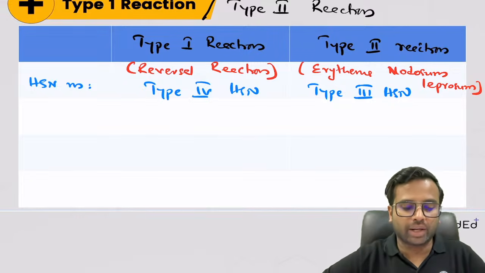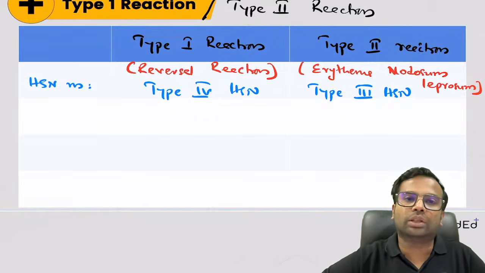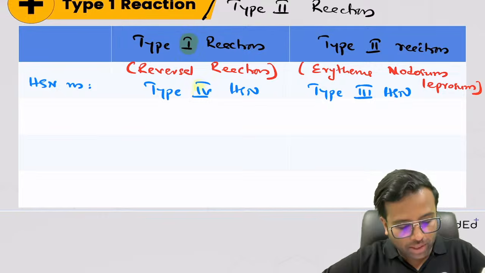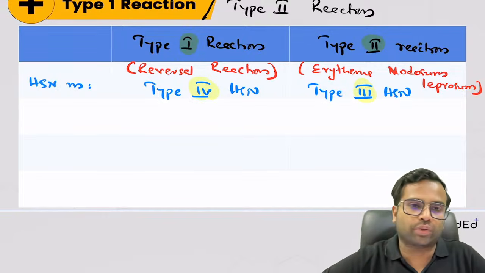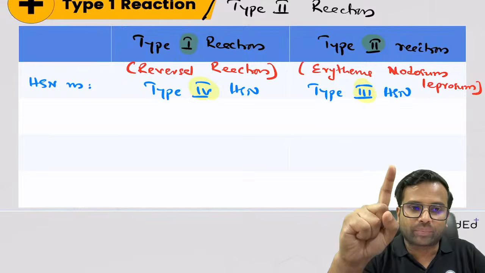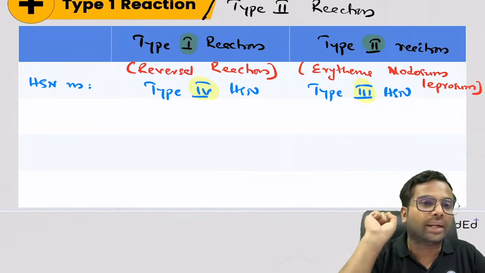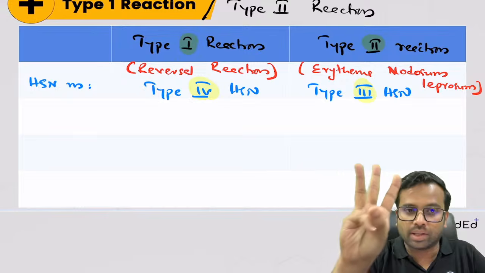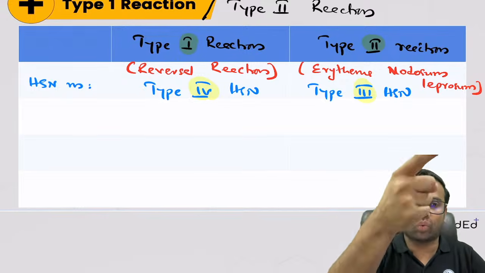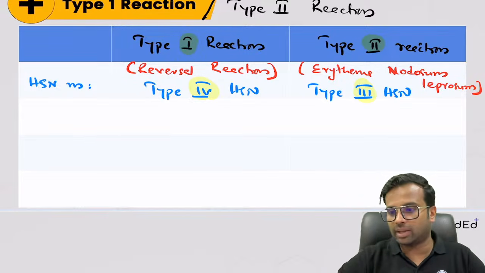And how can you remember it easily? Just remember the rule of 5. 1 plus 4 equals 5 and 2 plus 3 equals 5. So type 1 is type 4 and type 2 is type 3 hypersensitivity. Isn't it? 1 plus 4, 2 plus 3. That is one way how you can remember.